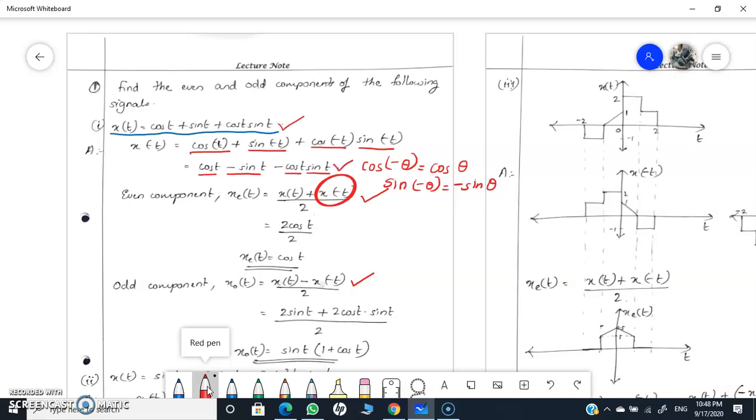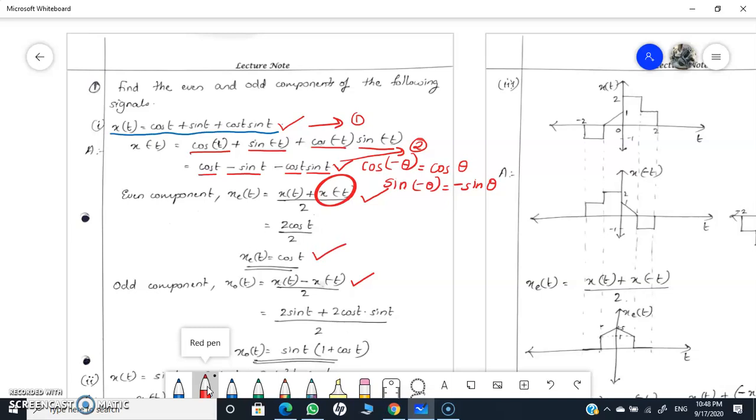x of t is there in the question. Adding x of t with x of minus t and dividing by 2, what will I get? Suppose this is equation number 1 and this is equation number 2. If I take the sum of these two, I will get 2 cos t. Divided by 2, I will get my even component as cos t.